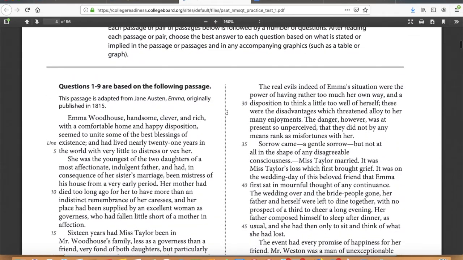So we're at the top of the second column here. The real evils. This is line 28. Go ahead and take it. Okay. The real evils, indeed, of Emma's situation were the power of having rather too much her own way and a disposition to think a little too well of herself.